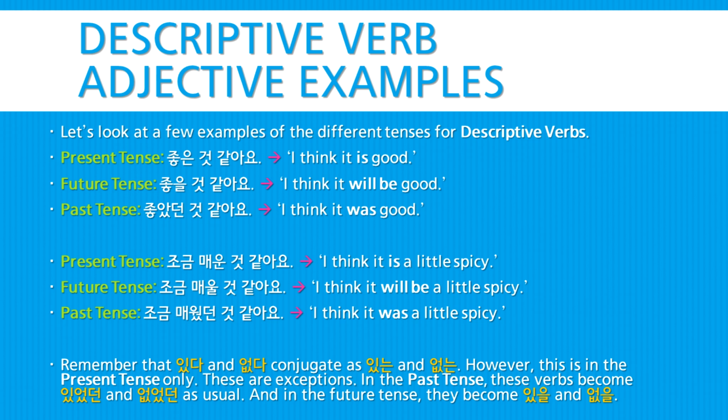Now remember that 있다 and 없다 conjugate as 있는 and 없는. However, this is only in the present tense. These are exceptions. In the past tense, these verbs become 있었던 and 없었던 as usual. And in the future tense, they become 있을 and 없을.